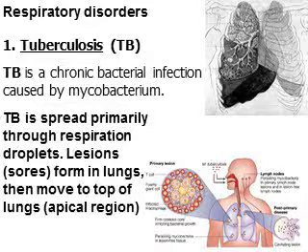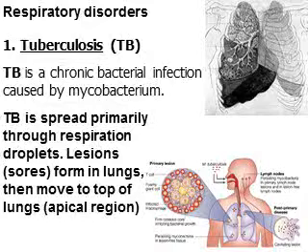Respiratory disorders. Tuberculosis, or TB, is a chronic bacterial infection caused by a certain group of small bacteria called mycobacteria, or mycobacterium singular. TB is spread through respiration droplets, so it's in an aerosol form when people cough. And if you have a patient that's coughing and they look old and sickly, you want to put on your BSI, your body substance isolation, try to mask up to keep those droplets from being inhaled. Lesions or sores form in the lungs and then move to the top of the lungs, or the apical regions.